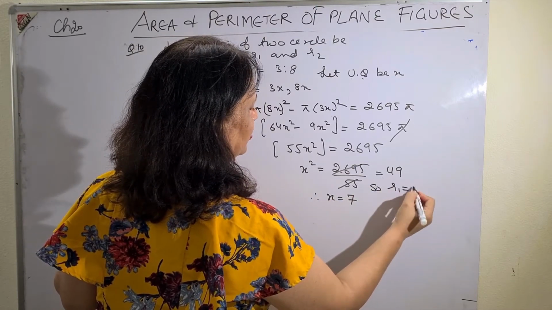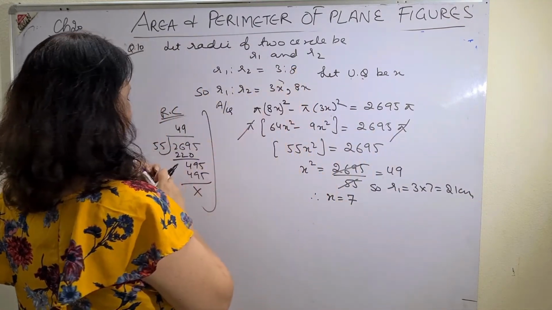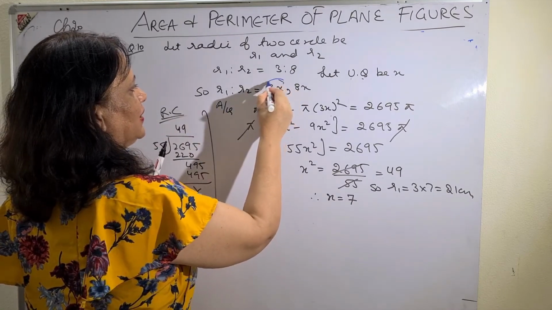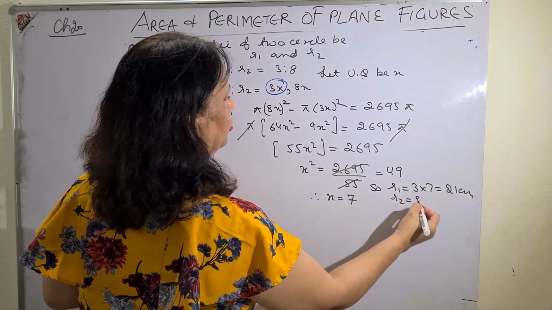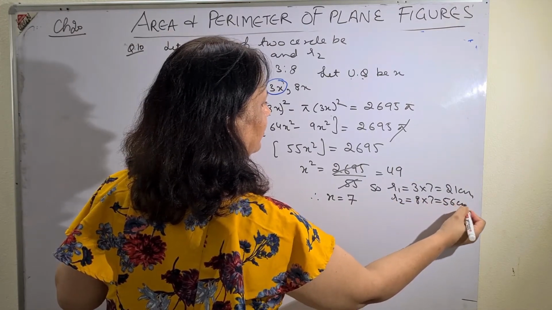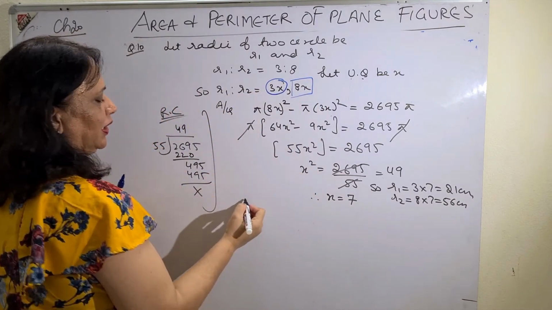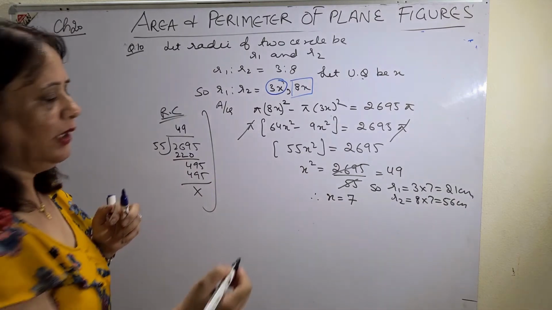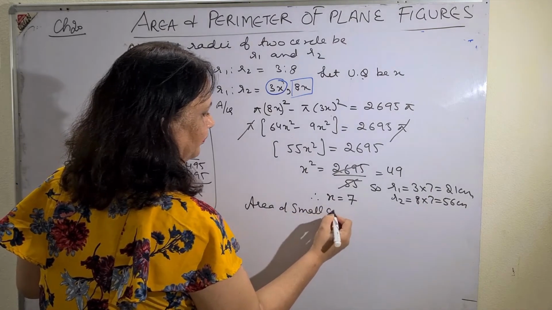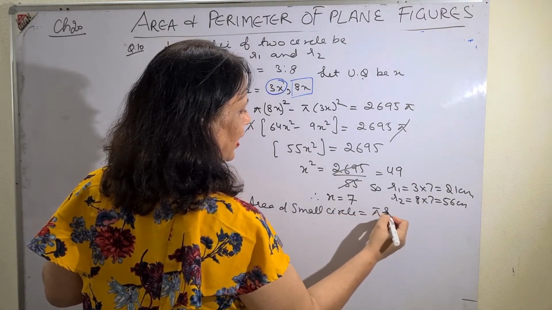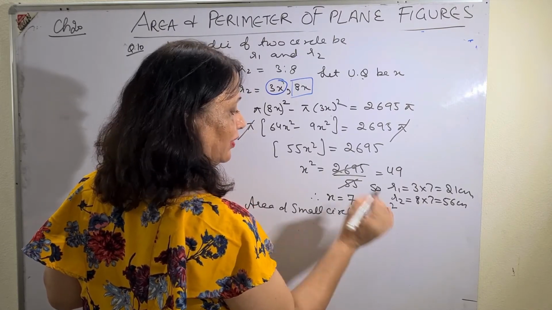So R1 is equal to 3 into 7, 21 centimeter, as I have supposed here. And at the beginning of the question I am encircling it with blue pen, and R2 is equal to 8 into 7, that is 56 centimeter, the second one. But again the question does not finish here. They have asked me to find the value of area of small circle. So area of small circle will be, formula is simple, pi r1 square. Don't write pi r square because you have taken r1, so you write r1, otherwise your marks will be cut.